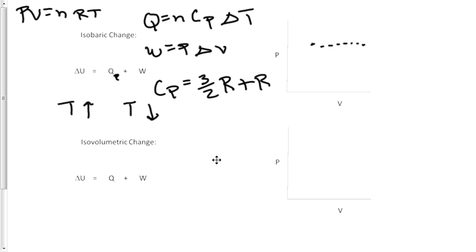Okay, now what about isovolumetric? That means the volume does not change. So let's say I start at this position here, I would then end in the position here, and we'll use the dotted line to represent the change that's existing there.